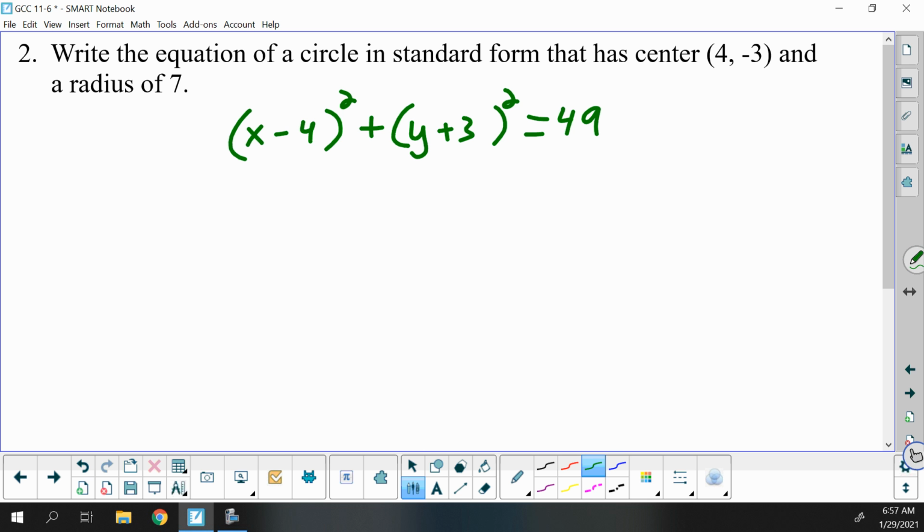So start out by putting it in center radius form. To get it in standard form, we're going to have to multiply it out. So when you square something, it's really writing it twice and multiplying it out. So let's write twice that x minus 4's and the y plus 3's.